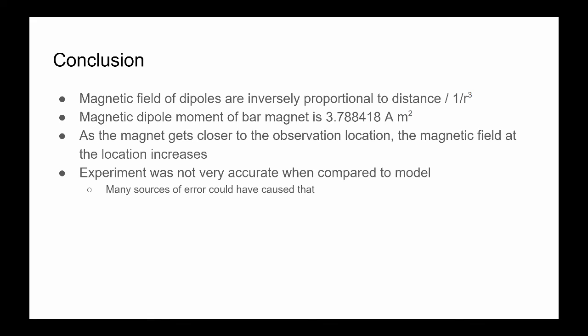So overall, the magnetic field of dipoles is inversely proportional to distance, or 1 over r cubed. The magnetic dipole moment of the bar magnet was 3.788418. And as the magnet gets closer to the observation location, the magnetic field increases. And the experiment was not very accurate, because of many sources of error.